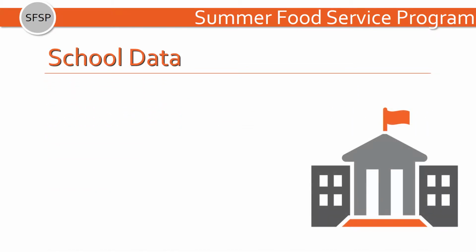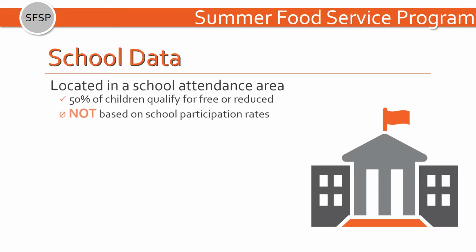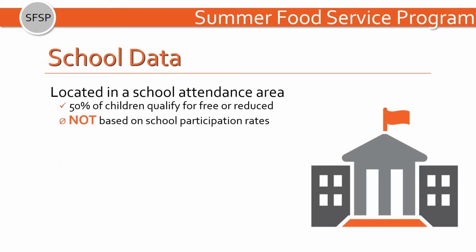In order for a site to be determined area eligible using school data, the school data must indicate that the proposed meal site is located in a school attendance area where at least 50% of the children are eligible for free or reduced price school meals. This data should not be based on school meal participation rates. Rather, it should be based on the percentage of children who qualify for free or reduced price meals.